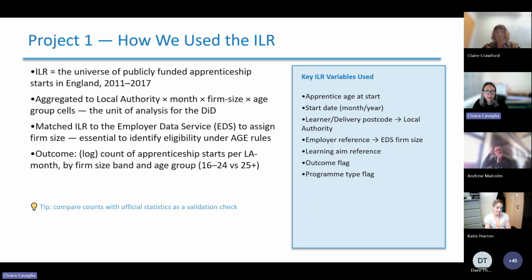And then we used the learning aim reference, which was basically the identifier of each learning aim, and the outcome flag, which is the variable that identifies whether an aim has been achieved, has been withdrawn, if there is a break.